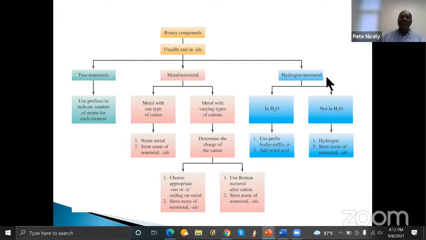Okay, and then over here, we just talked about the hydrogen nonmetal combination binary compounds. If the compound is not dissolved in water, then the name of the compound starts off with hydrogen, then the stem of the name of the nonmetal, and then ending with IDE. On the other hand, if you add that compound to water, then you're ending up with an acidic solution. The way it is named is that you start off with hydro, then the stem of the name of the other element, which could be chlorine, bromine, whatever, and then it ends with ic, and then you simply add the word acid to complete the name of that compound. So this is just a summary of how we go about naming binary compounds.